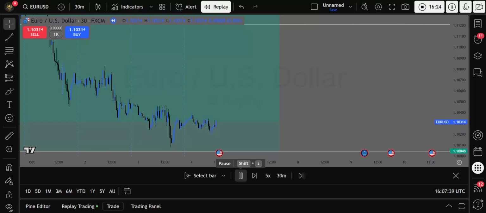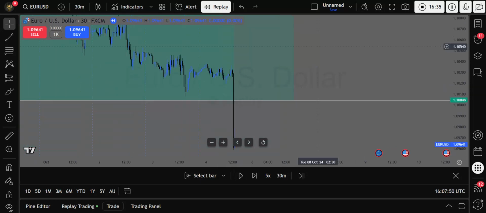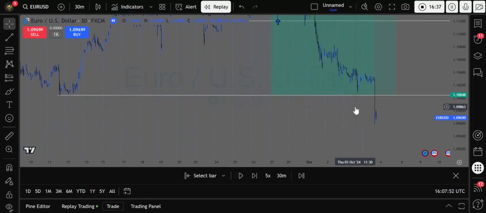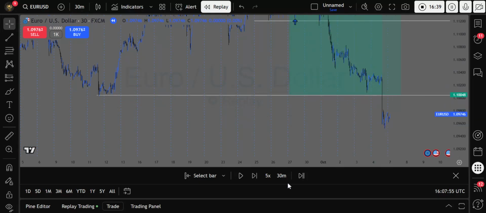Let's see. Consolidating. I would have taken profit because it was very near to my low, but there's something called take profit. Damn, smashed like a piece of cake, just like that, guys. The take profit obtained just like that.